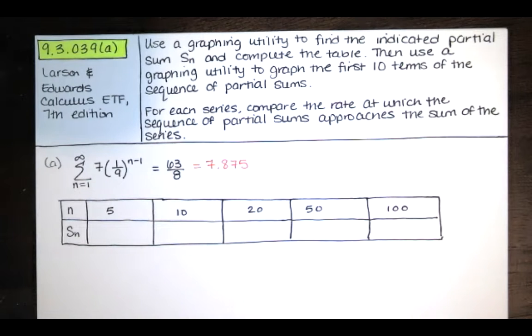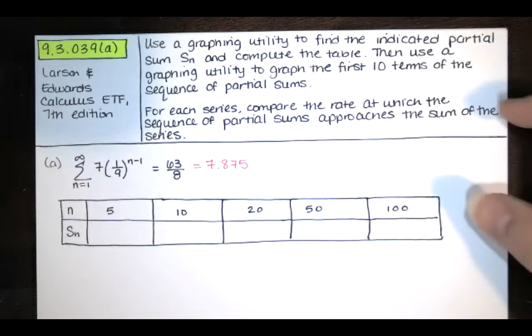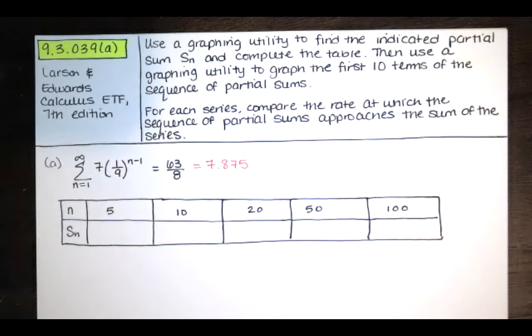Then it says for each series, that's the series in Part A and the series in Part B, compare the rate at which the sequence of partial sums approaches the sum of the series. Now we're not going to do this because we're not doing Part B until another video. In this video, we're just going to focus on Part A. The video for Part B is already online on the Calculus 2 Homework Help playlist.